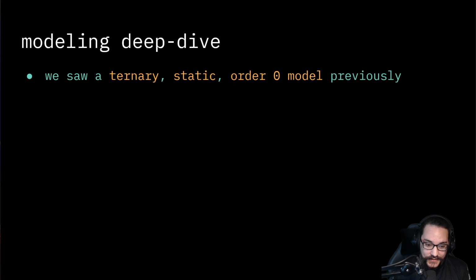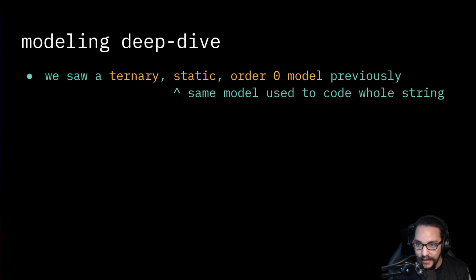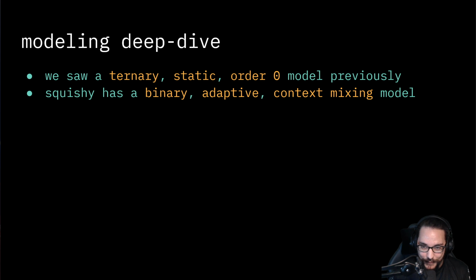So in the previous examples, we can start classifying the models that we saw. We saw a ternary static order 0 model. Ternary means that there were 3 symbols in our alphabet. That's all that means. Static means that the same model was used for the whole string, so the model never changed as we encoded a whole string. And then order 0, we'll get to that part.